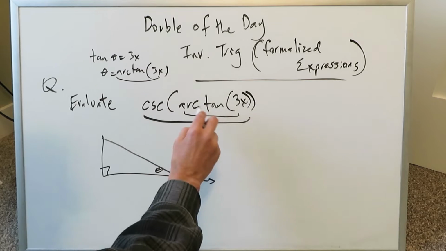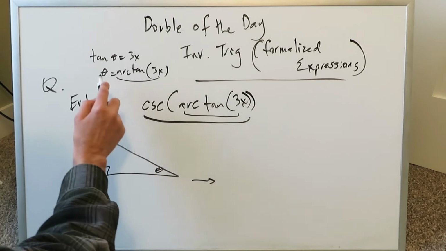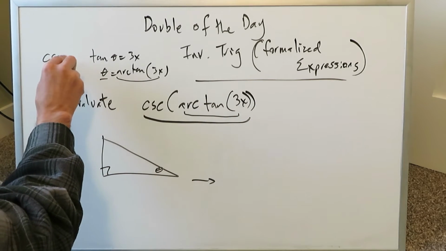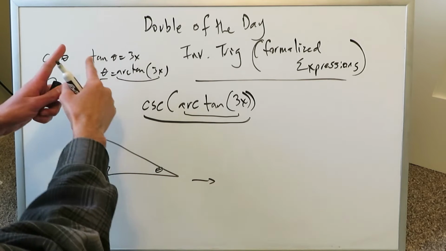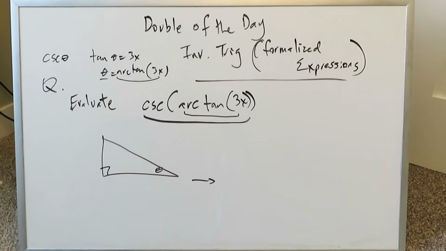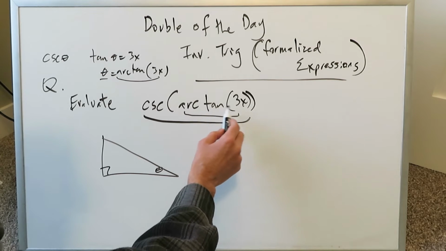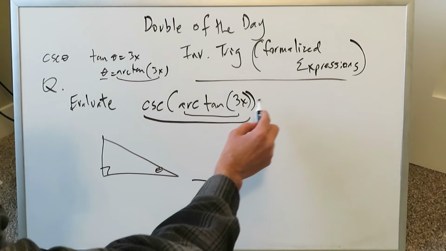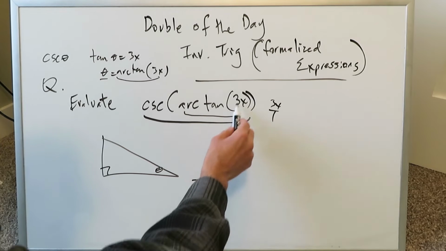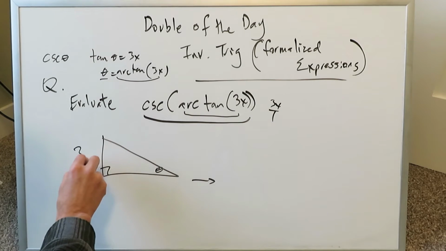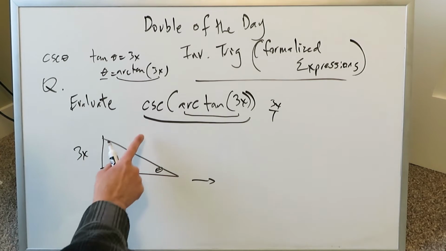This right here is no different than that. You know that this expression is equal to theta, you're really evaluating cosecant theta. So all we've done is marry these two up and present it into this expression, and now you have to evaluate it. Start with what you know. You have tangent is equal to 3x, which is really 3x over 1. Tan is equal to opposite over adjacent. Opposite over adjacent. Fill the third side.